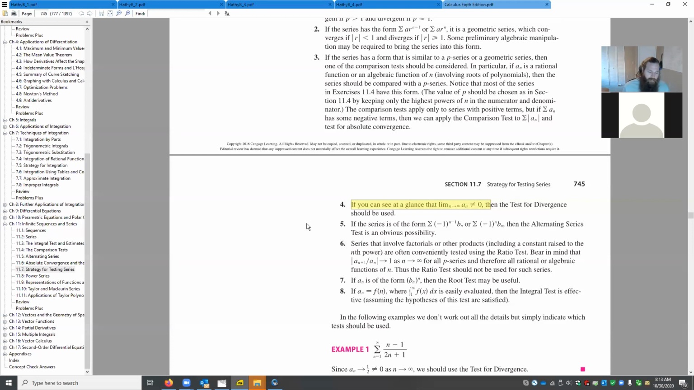If the limit of the a_n's is 0, then we don't learn anything, and there's no point in writing anything down. But if the limit of the a_n's isn't 0, you do that limit in your head. If the limit isn't 0, then go ahead and write it down, and you can conclude that the series diverges.